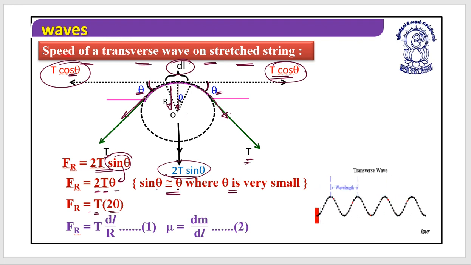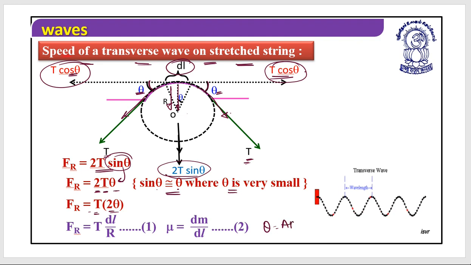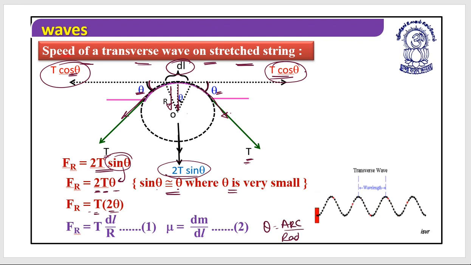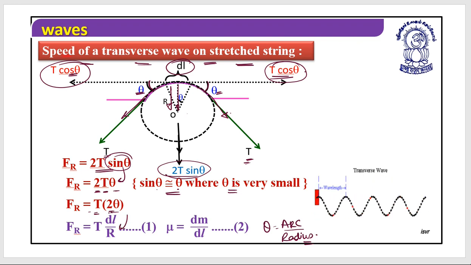Now we have the relation which gives me theta is equal to arc divided by radius. So I can replace this theta, or 2 theta, with the help of dl by r. This is the relation number 1.